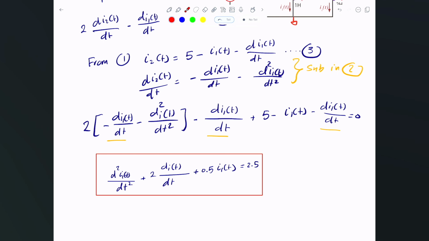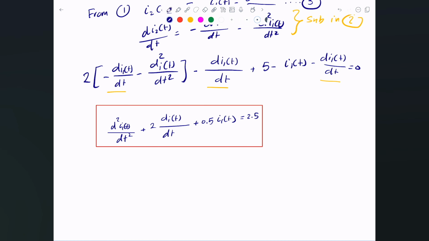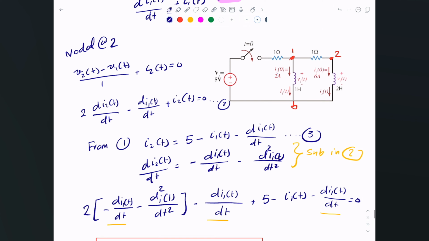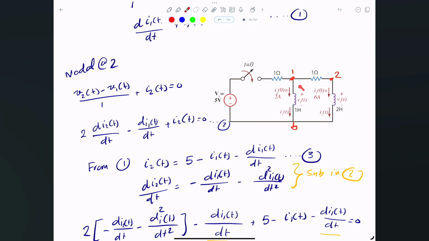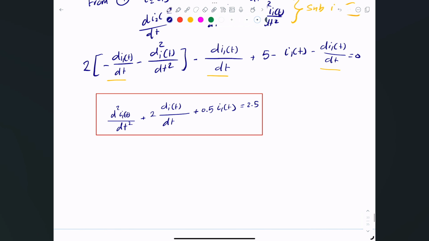It's a second order linear differential equation. We solve it like any other second order differential equation. This I1 of t is the current flowing through this inductor. This is one of the things I'm looking for, which is I1 of t, which is convenient. So let's do that. The way we do that is we can say that I1 of t is the two-part solution.